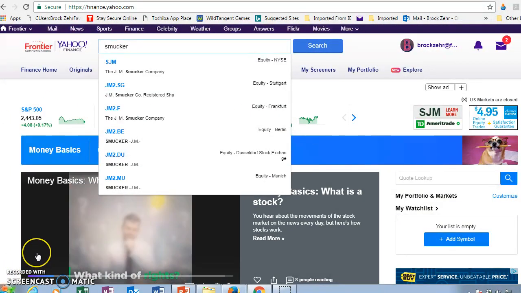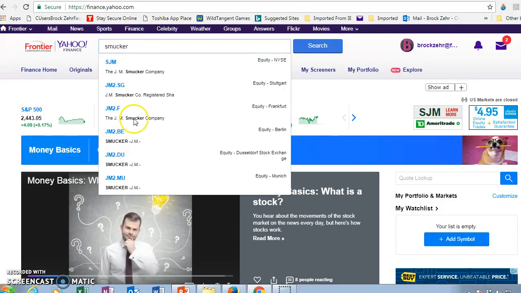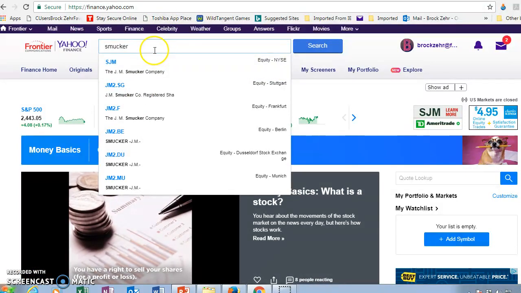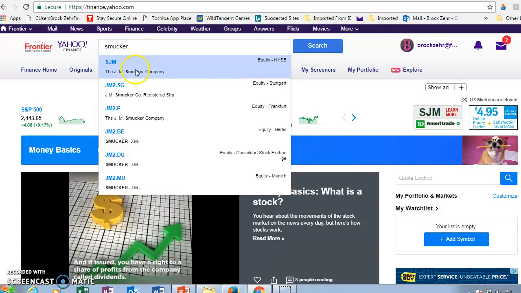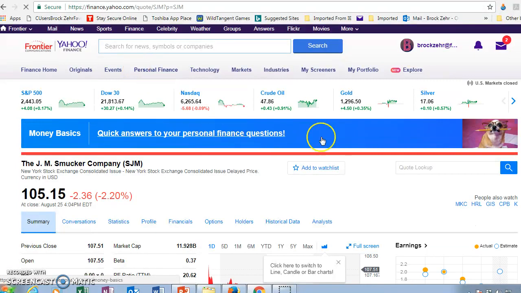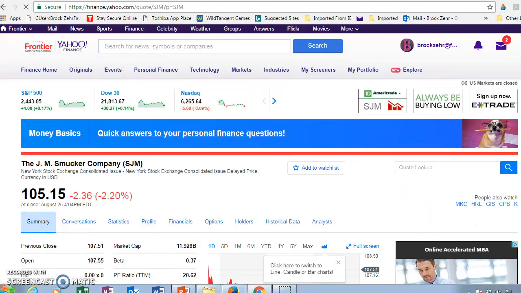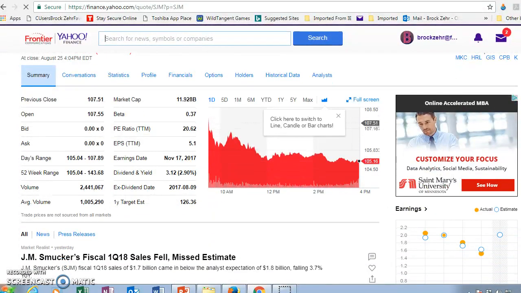So let's say that I want to do a little research on Smucker. I can just go up here and type in Smucker. Lo and behold, the J.M. Smucker Company appears. Click on that, and now I have a lot of information at my fingertips.